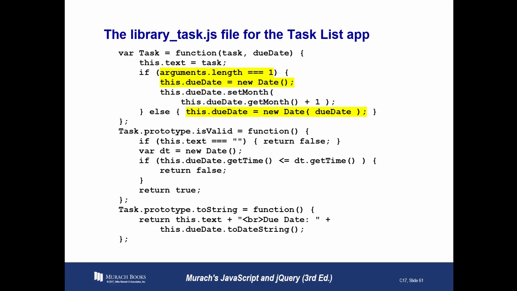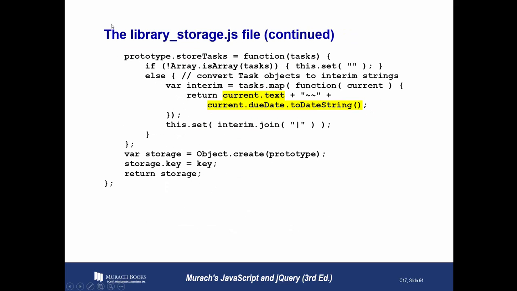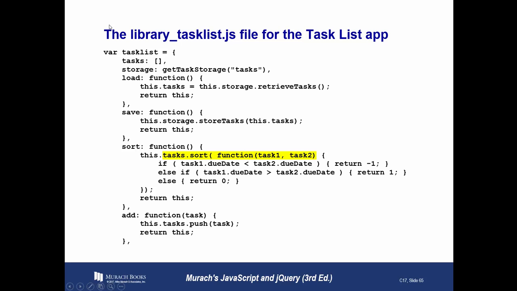The task and storage libraries are shown on pages 532 and 533. The library_task.js file is the library for working with individual tasks. The task list library is shown on pages 534 and 535. This is the library for working with a task list. It holds an object named task list, and that object holds, edits, and displays tasks. As only one instance of this object is needed, it's coded as an object literal that has 2 properties and 7 different methods.